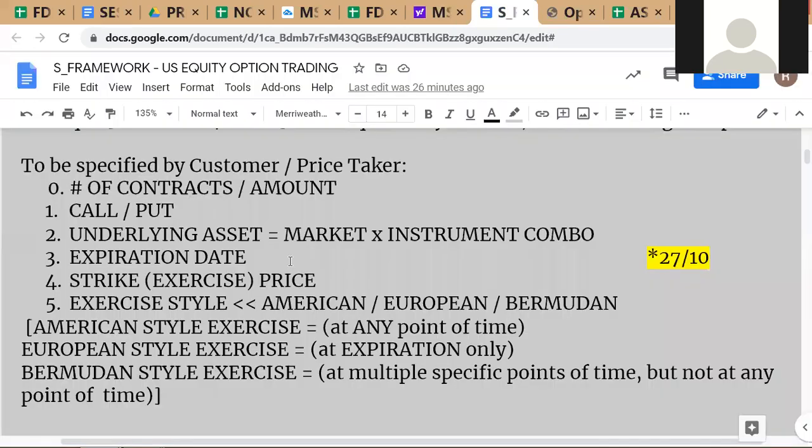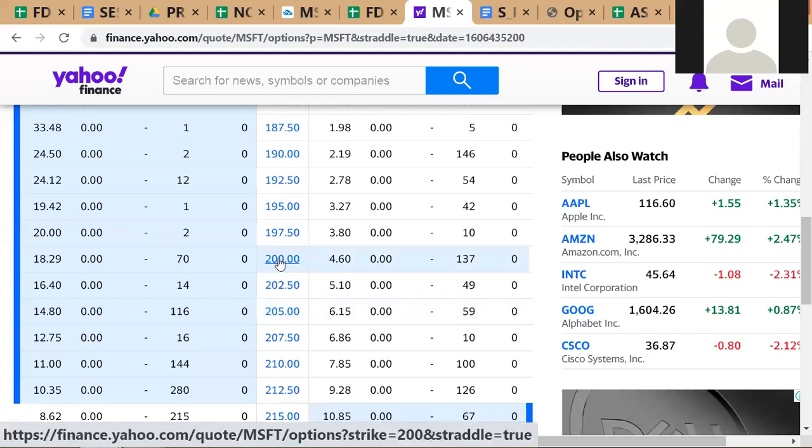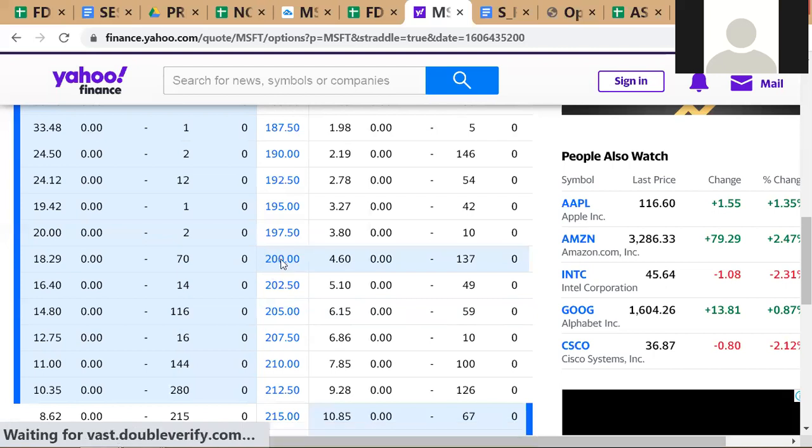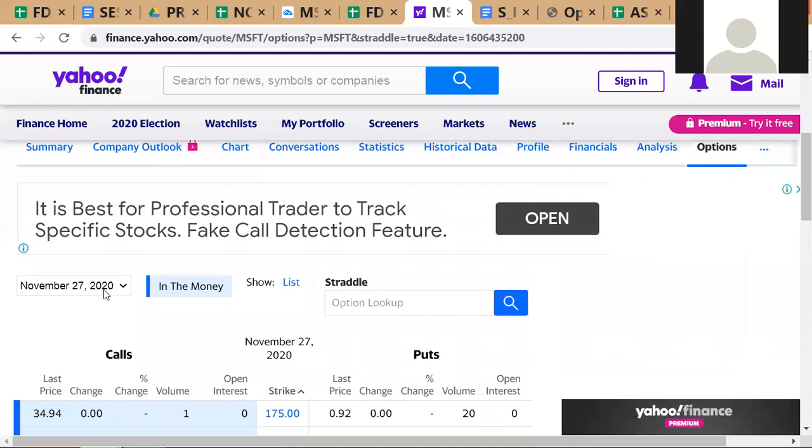Okay, you can change this here. You can increase the number of contracts. We are going to deal in terms of one contract to keep it simple. So you bought one contract. So this gives you the right to buy 100 shares of Microsoft at a price of 200, irrespective of, at any time between now and 27 November.